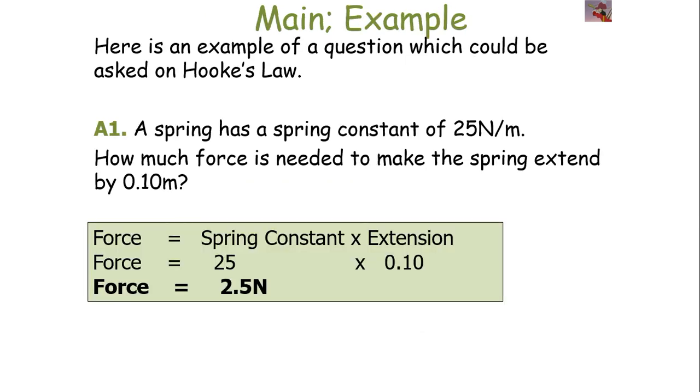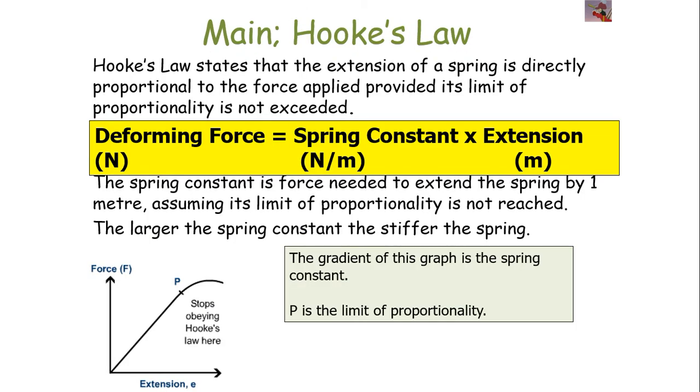Now here's an example of a question with Hooke's law. A spring has a spring constant of 25 newtons per meter. How much force is needed to make the spring extend by 0.10 meters? Well, force equals spring constant times extension. 25 times 0.10, it's 2.5 newtons. So let's just clarify what we've learned. Hooke's law states that the extension of a spring is directly proportional to the force applied, provided its limit of proportionality is not exceeded.